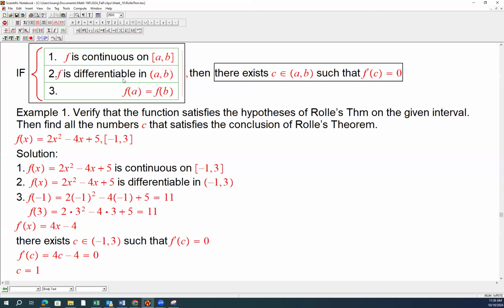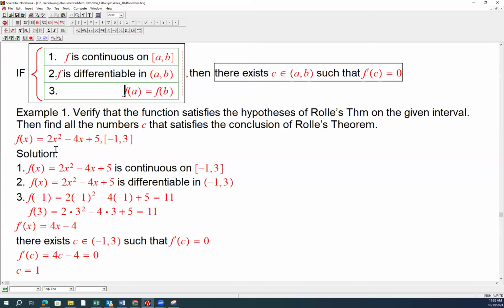If all three conditions are satisfied, then there exists a number in the open interval such that the derivative of the function at this point is equal to 0. So let's look at the first example. It should be pretty straightforward.